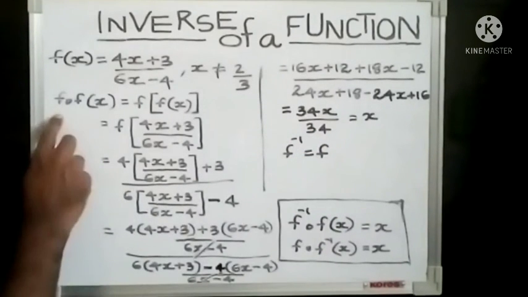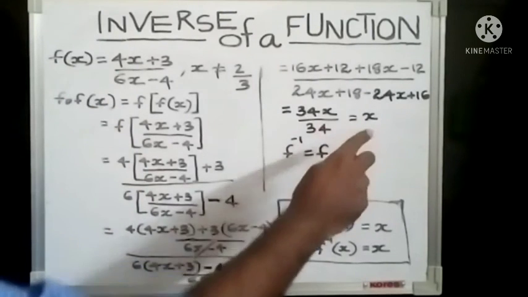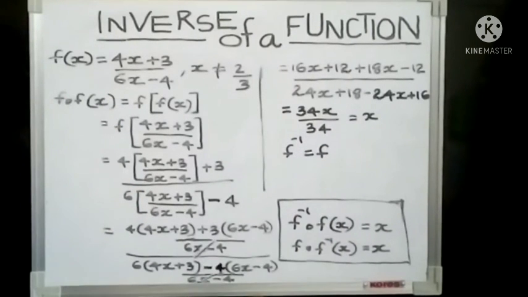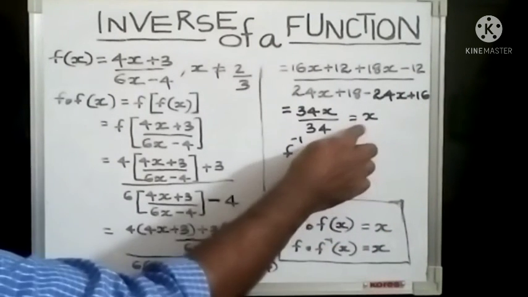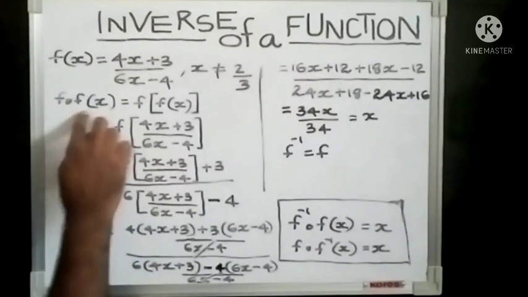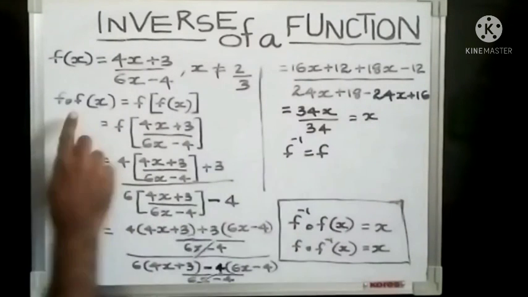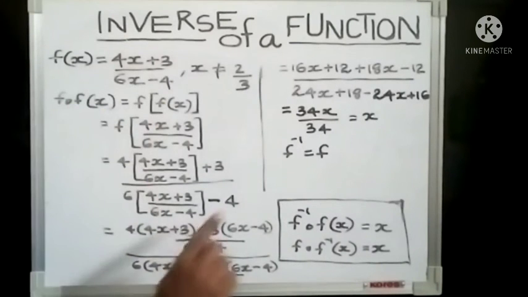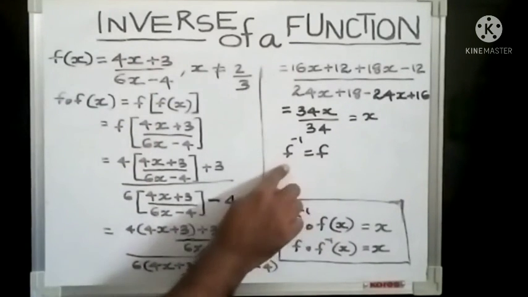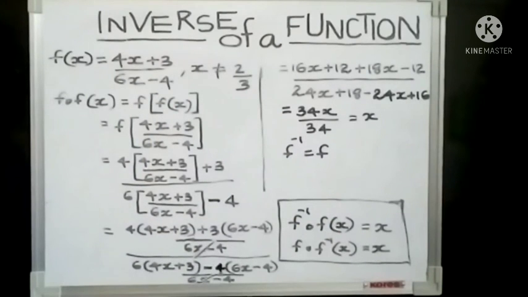Thus we have f of f of x equal to x, which means that we have f inverse of f of x equal to x and f of f inverse of x equal to x. And it means that f is nothing but f inverse itself. Here in this problem, the function is the same as its inverse. Thus f inverse equals f.